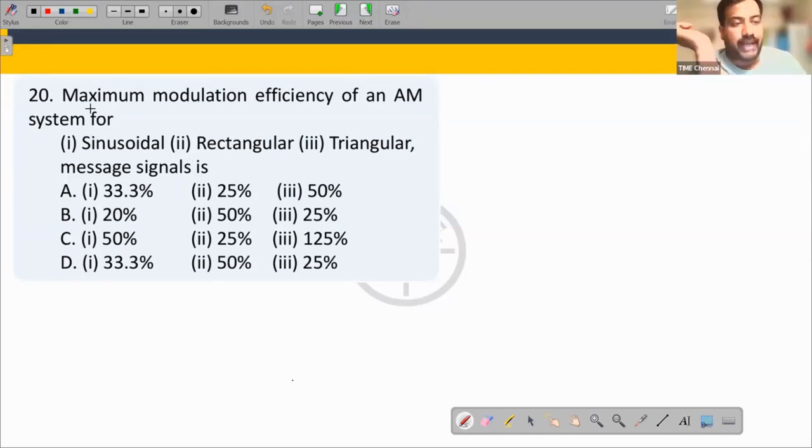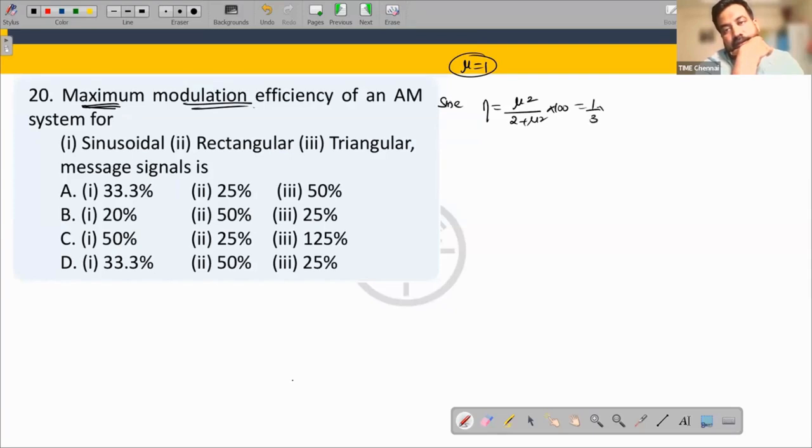He is asking us to find the maximum modulation efficiency. Modulation efficiency will be maximum when mu is 1. So for sinusoidal input, eta is mu square by 2 plus mu square into 100. That's 1 by 3 into 100, 33.3%.